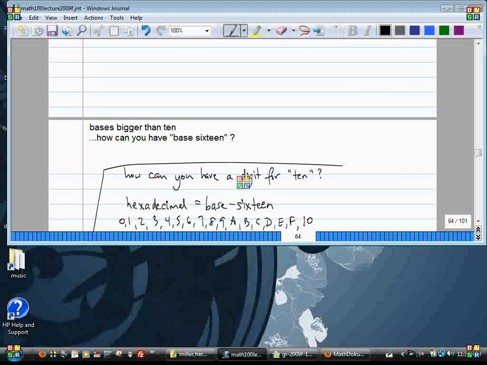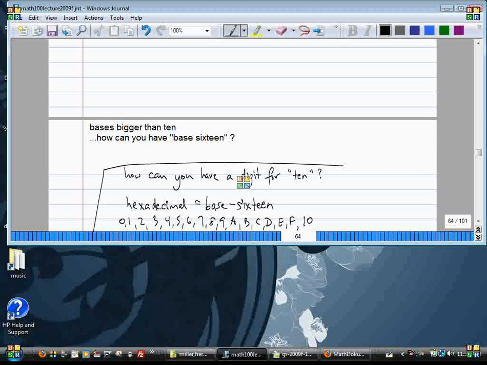Now we're in base 16, so what's the biggest digit? 15, which is F. So what's the next number after F? 10. No, it's 10. Just like in base 3, what comes after the number 2? 10, because you've maxed out your digits and you go to the next place value. So once we hit F, they're not placeholders, those are actual digits.